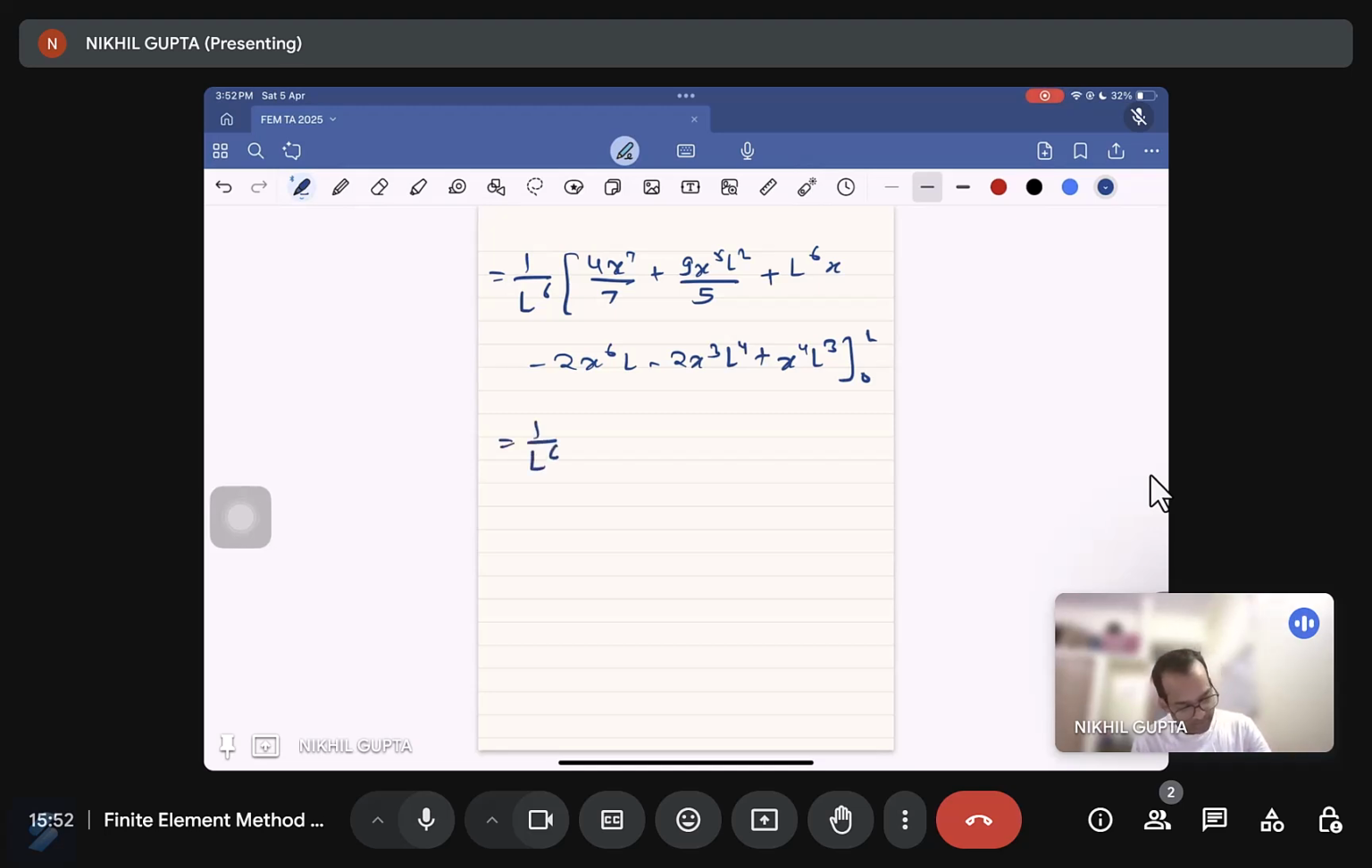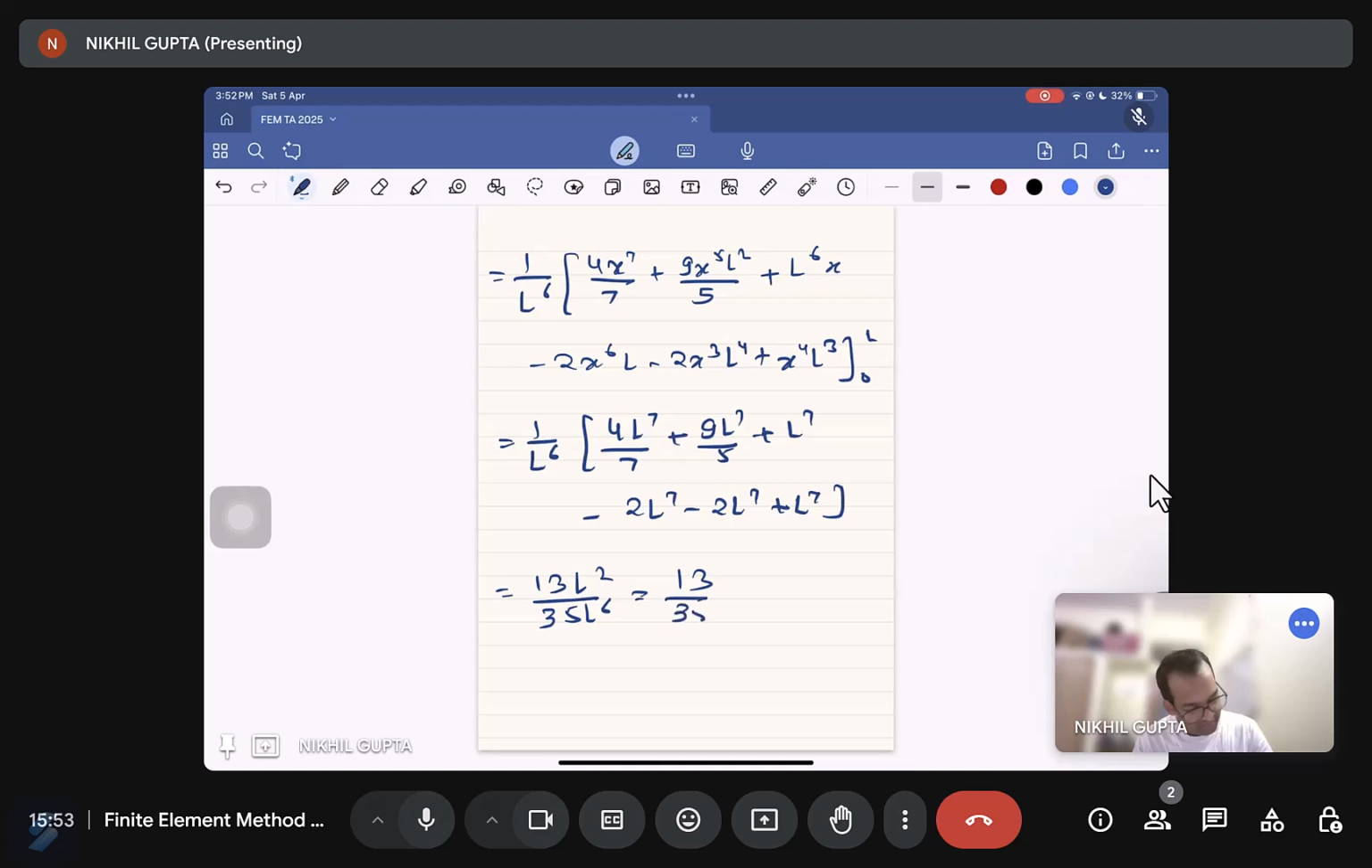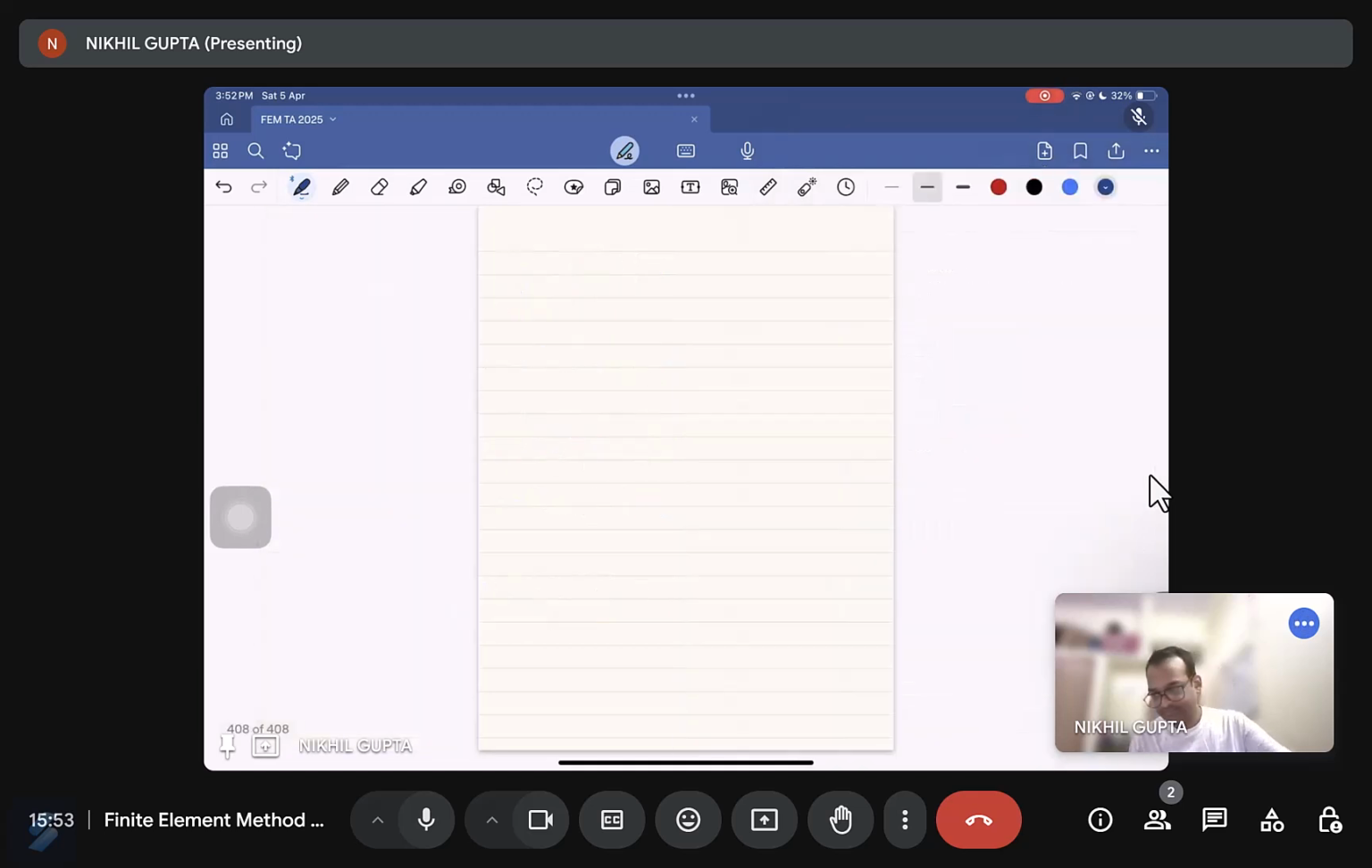Then 1 upon L power 6 times 4L power 7 divided by 7 plus 9L power 7 by 5 plus L power 7 minus 2L power 7 minus 2L power 7 plus L power 7. So it will become 13L square by 35 L power 6, which will become 13 by 35 L. So this is the answer for N transpose N. So what matrix will be formed? I'll write the solution of that now.